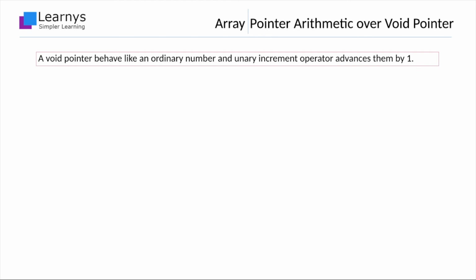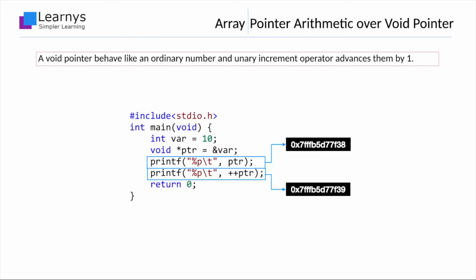In this context, the void pointers behave like an ordinary number and the plus plus operator advances them by 1. In this example, the output of the two print statements on my machine was this. The difference between the latter and the former is 1. Since the compiler does not know the associated data type of a void pointer type variable, it increments it by 1 when a unary increment operator is applied over it.